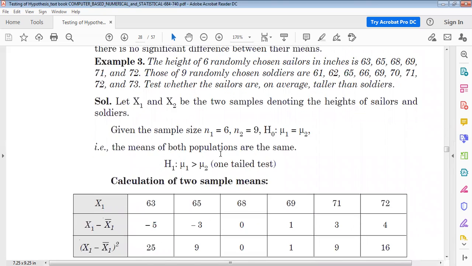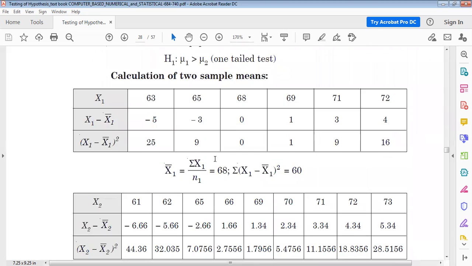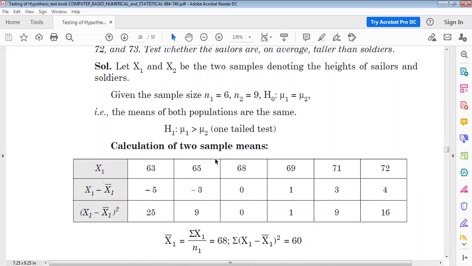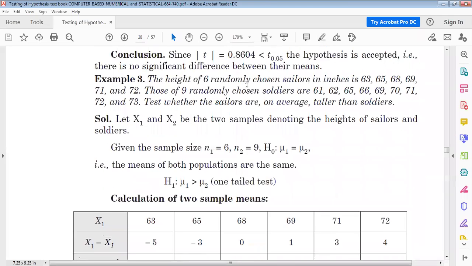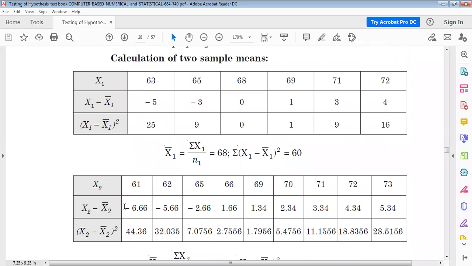Similarly, example 3 will be homework for you. I hope everybody can do this using the previous procedure. There are two samples, one table for x1 and another table for x2. X1 bar means the summation of x1 divided by the total number of the first sample, n1. Then x1 bar equals 68 and the summation of x1 minus x1 bar whole square will be 60 using this table.